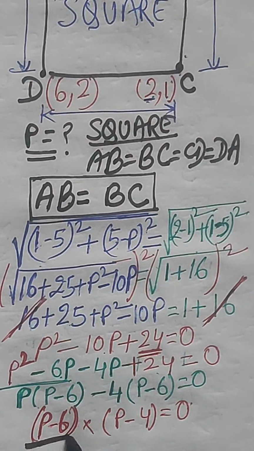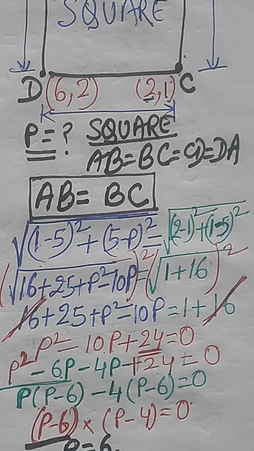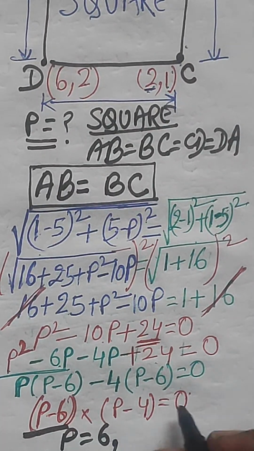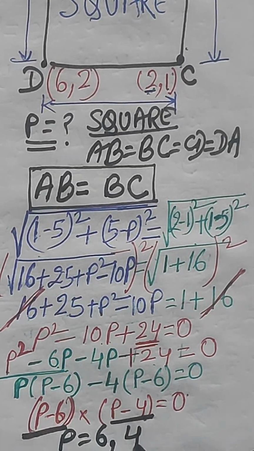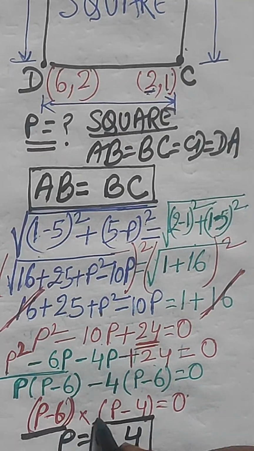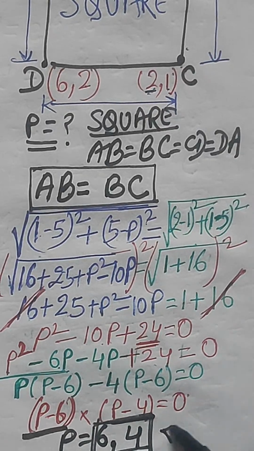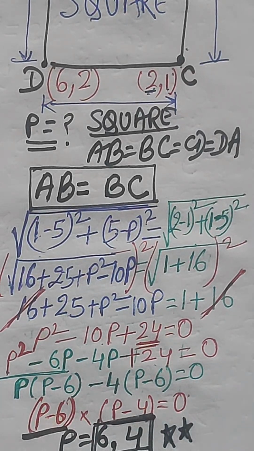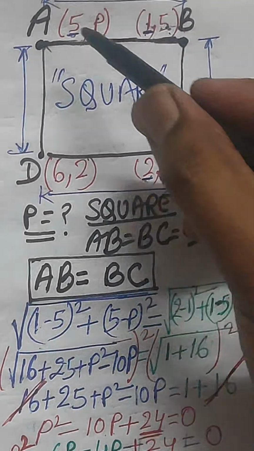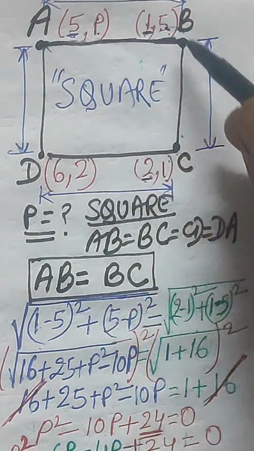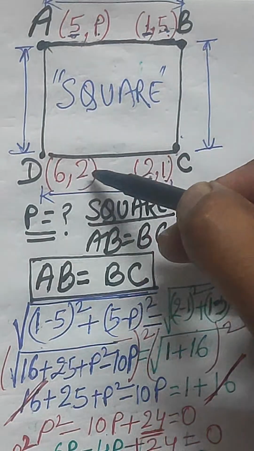When you equate p minus 6 equal to 0, this will give you p equal to 6, right. And when we equate p minus 4 equal to 0, this will give p equal to 4. So these will be the two values of p which are calculated, and 6 and 4 are the two answers, two values which are derived when a, b, c, d are the vertices of a square, and the coordinates are 5p, 1, 5, 2, 1 and 6, 2.